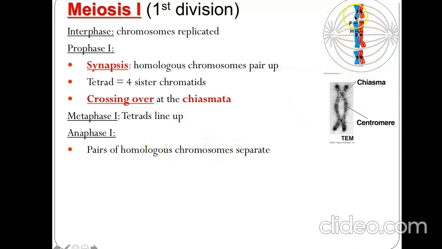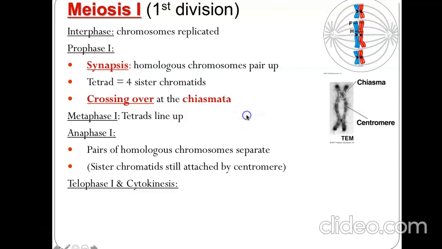So look at my cursor. These 2 blue ones are going to go to the left. These 2 red ones are going to go to the right. However, what has happened is they have exchanged genetic material through the process of crossing over. All right, the sister chromatids are still attached by the centromere.